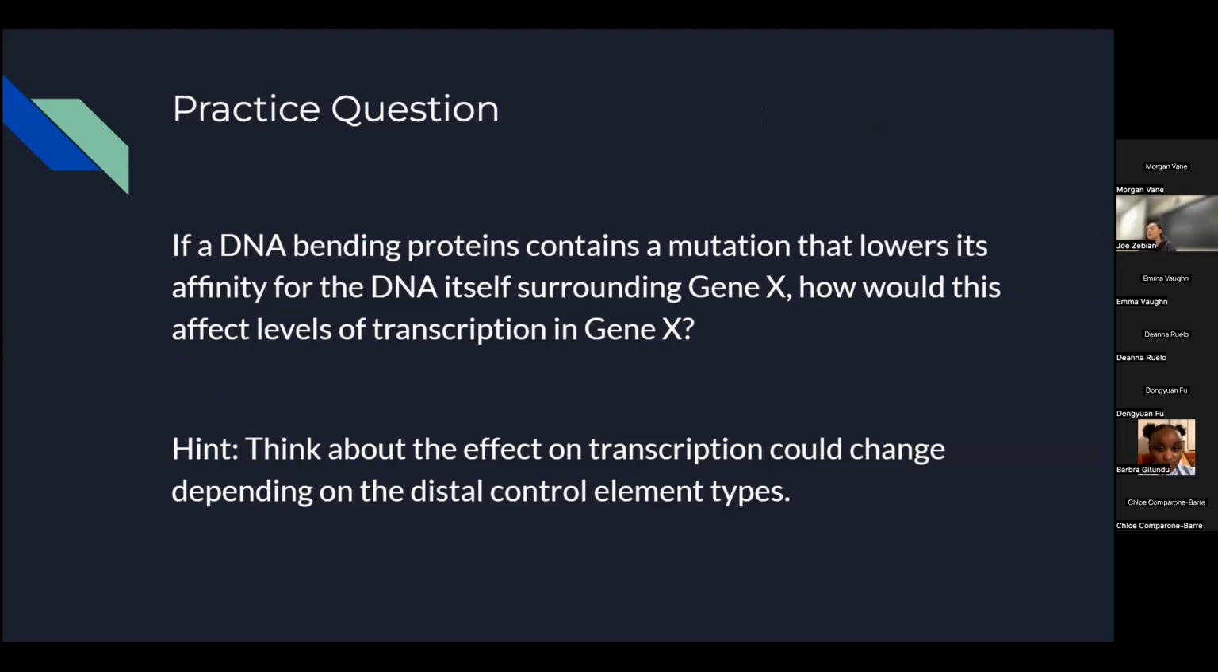Okay, so here's a little practice question. If DNA bending proteins contain a mutation that lowers its affinity for DNA surrounding gene X, how would this affect levels of transcription in gene X? And think about the different types of control and how each type of enhancer or silencer could affect this.